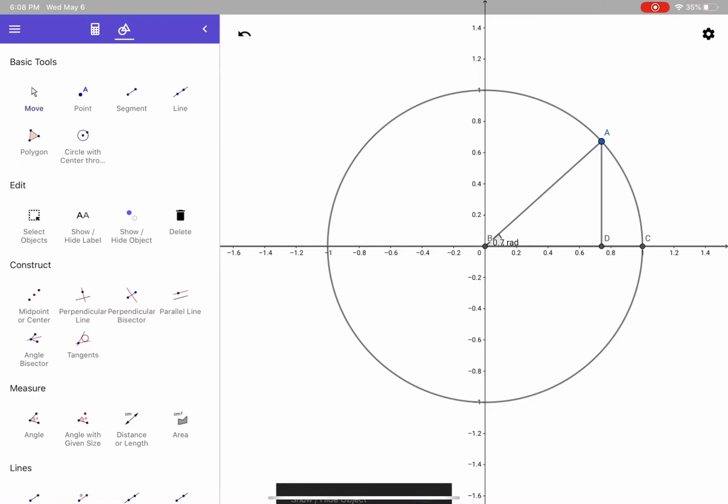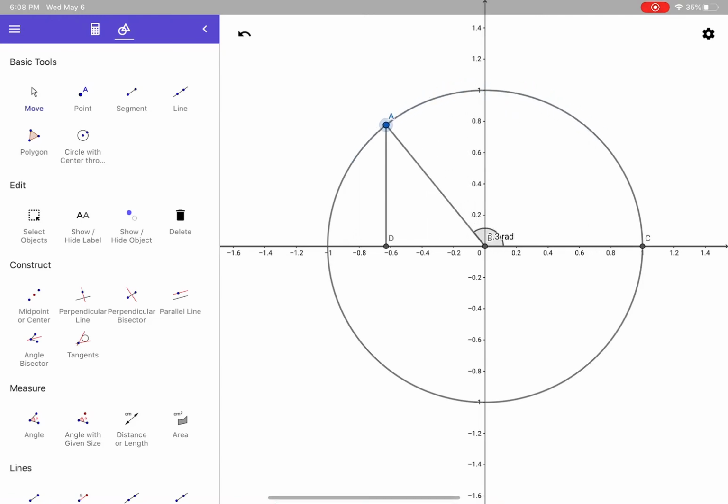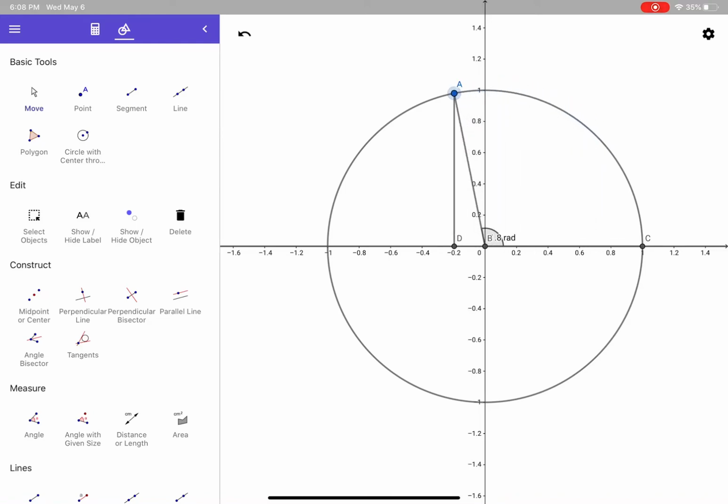So I put a little extra segment in there, so it makes that right triangle. Let's see if this right triangle sticks around whenever I move this. Oh, that's beautiful. Okay, so remember, this is the y-coordinate. The length of this segment is the y-coordinate. The y-coordinate on the unit circle is the sine of this angle that's being measured.